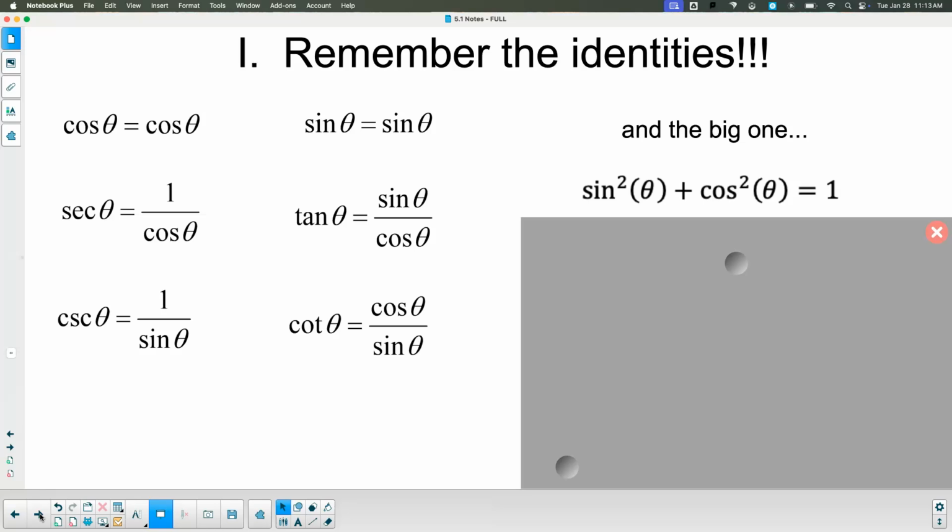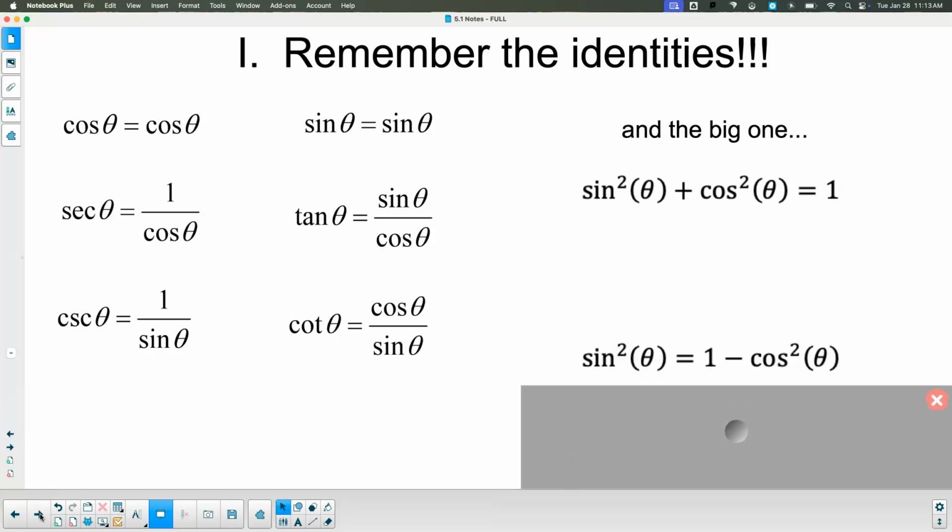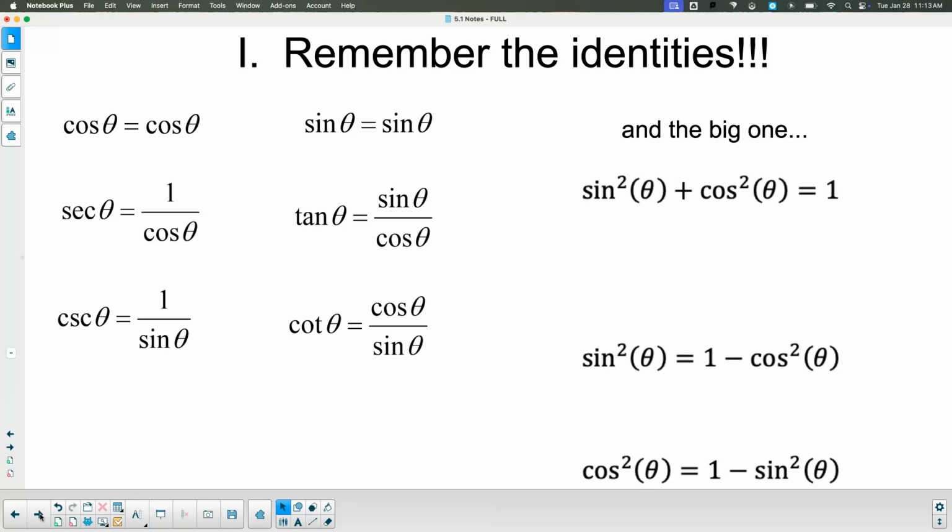But what that also means is that sine squared is 1 minus cosine squared, if I subtract cosine squared from both sides. That also means that cosine squared is 1 minus sine squared, if I subtract sine squared from both sides. Any questions on those so far?